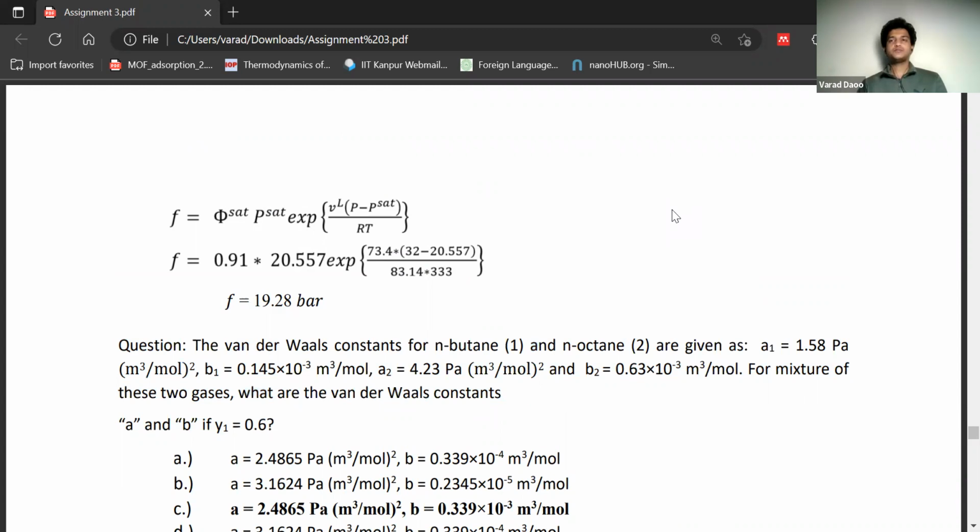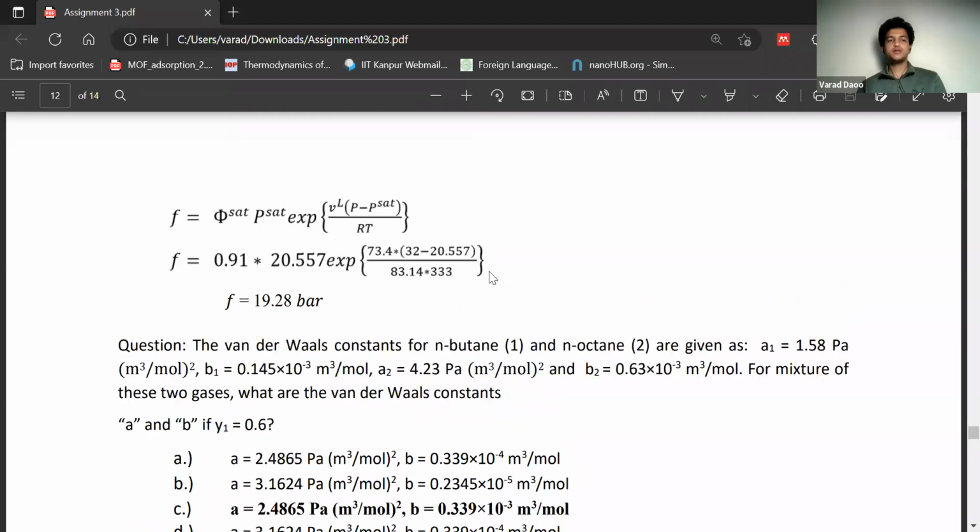So no questions. I hope the previous question is clear to everyone. We'll move on to the next question then. What is given? We are given the van der Waals constants for N-butane and N-octane, where 1 stands for N-butane and 2 stands for N-octane.